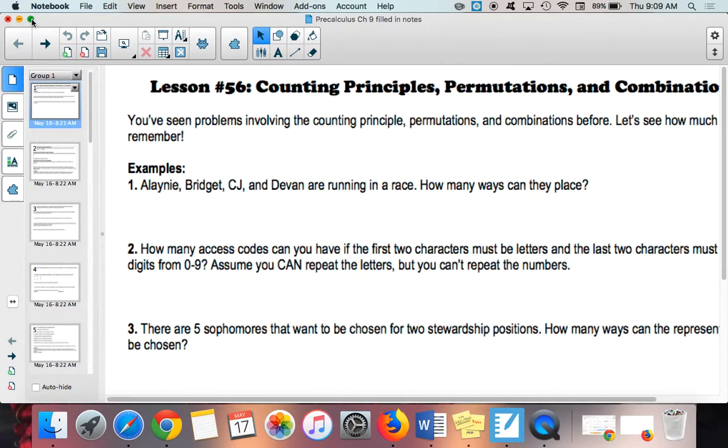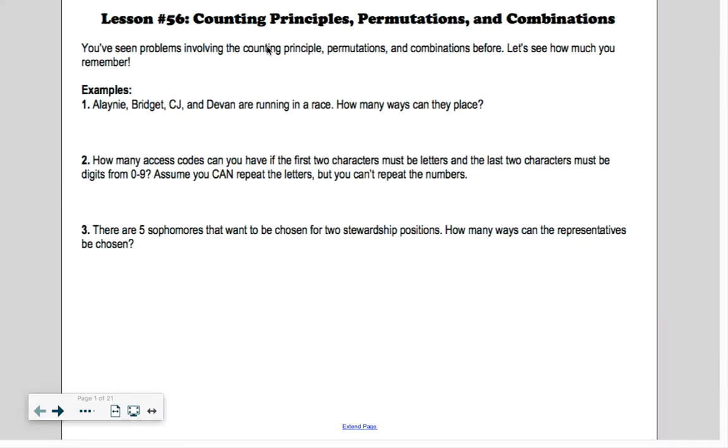So lesson 56 is on counting principles, permutations, and combinations. We did all of this in Algebra 2, but we're going to recap it today.